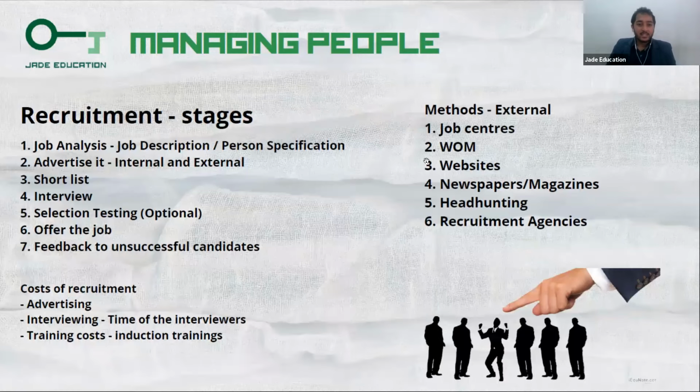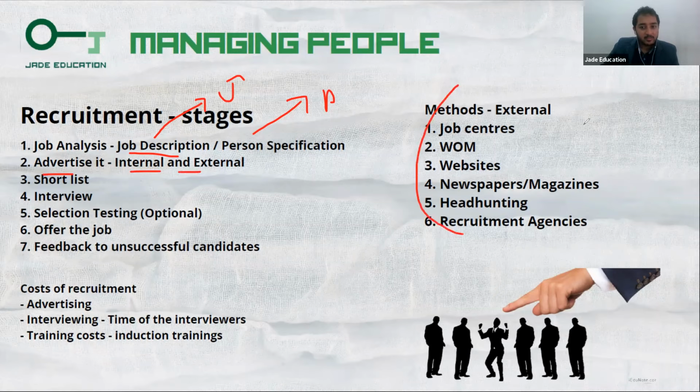Now, managing people. When it comes to managing people, guys, the next stage is recruitment. Recruitment has stages. Firstly, come up with the two documents, which are the job description and person specification. One of these is about the job. One of these is about the person, like the qualifications and skills and the experience and things like that. Then you can advertise it either internally or externally.